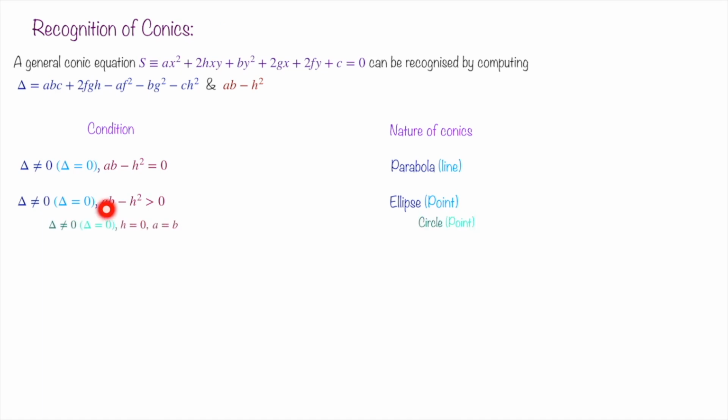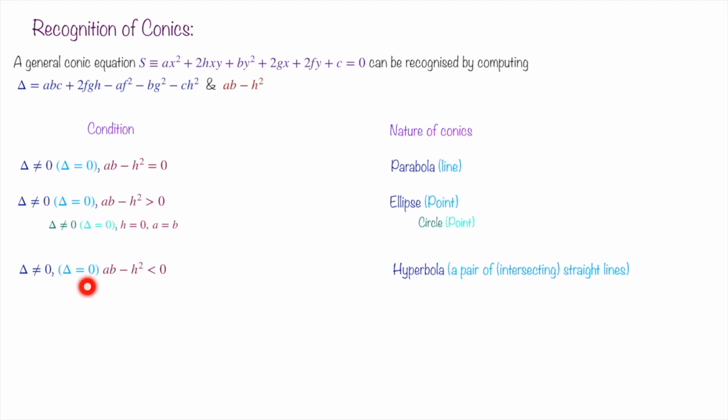There is a special case here. When ab minus h square is positive, you may have a case h equal to 0 and a equal to b. In that case, if delta is non-zero, it will be a circle. Otherwise, if delta equal to 0 and h equal to 0, a equal to b, then again you will get a point. Next, when delta is non-zero and ab minus h square is negative, then you get a hyperbola.